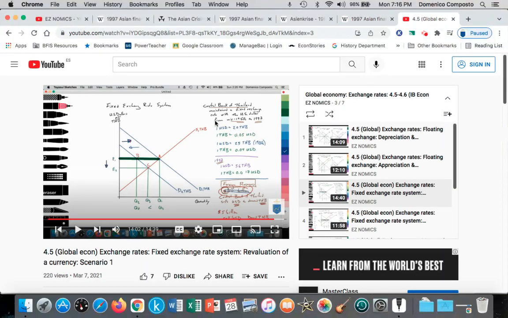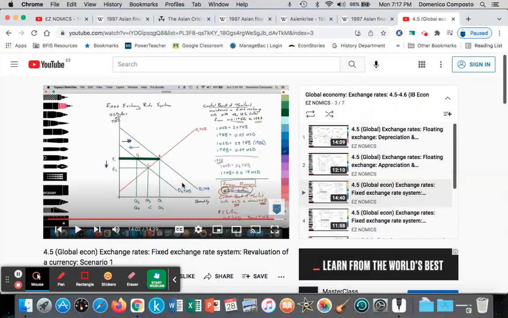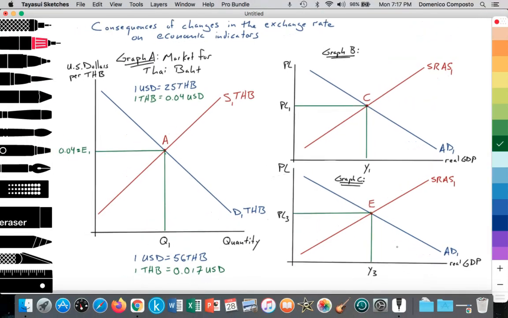And we're going to use what we've covered in a previous video. In that previous video, we talked about, again, the Central Bank of Thailand and the fixed exchange rate. So I'm going to use that example. So let's get into that.